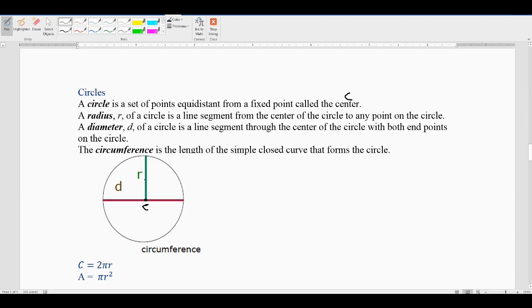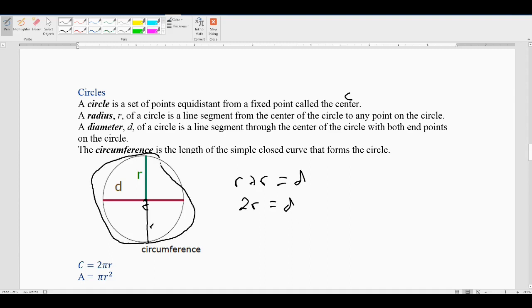Half the distance across is called the radius. And that's the fixed distance, by the way. The diameter is all the way across. So if I were to extend it all the way down, this would be another R. So if you take R plus R, you get the diameter. R plus R is the same as 2R. So the diameter is the same as twice the radius. And the distance around, that's a great looking circle I just drew, is called circumference. So it's like the perimeter.